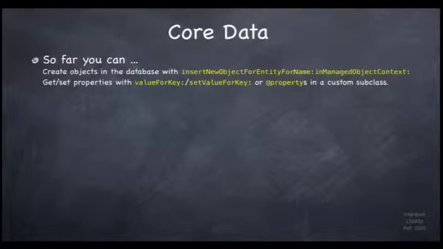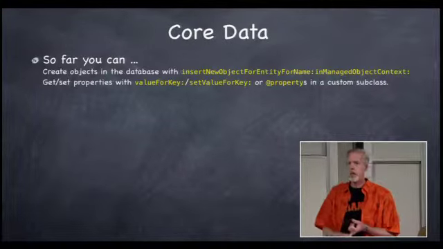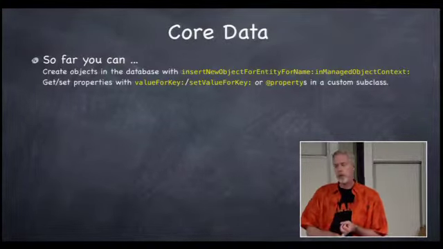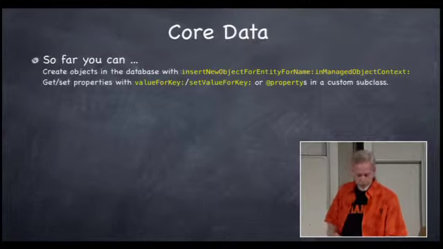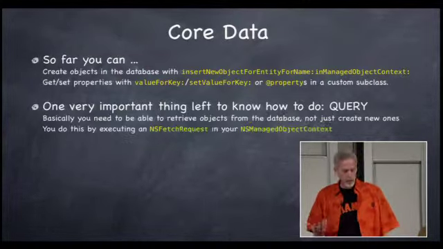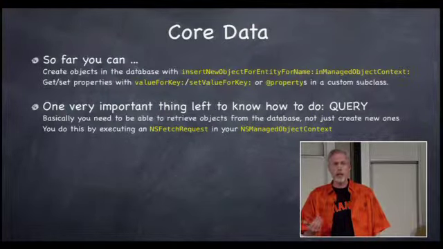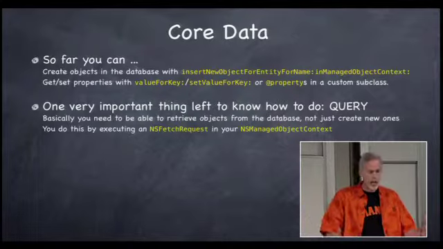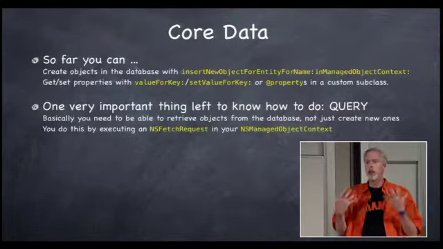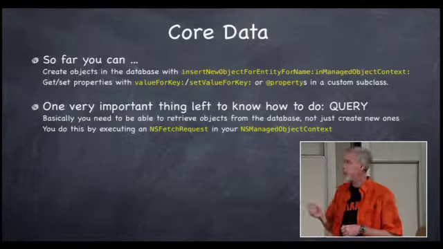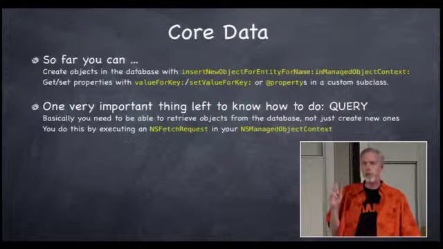So far, then, we've learned how to insert objects in the database and how to get their properties and set their properties, either using value for key and set value for key or using these @ properties in our custom subclasses. So what's left to know how to do? Well, there's a few things, but the really important thing left to know how to do is to query, to go out to the database and say, give me all the photo objects that match some particular query criteria. And you do this by creating and executing these NSFetchRequest objects.